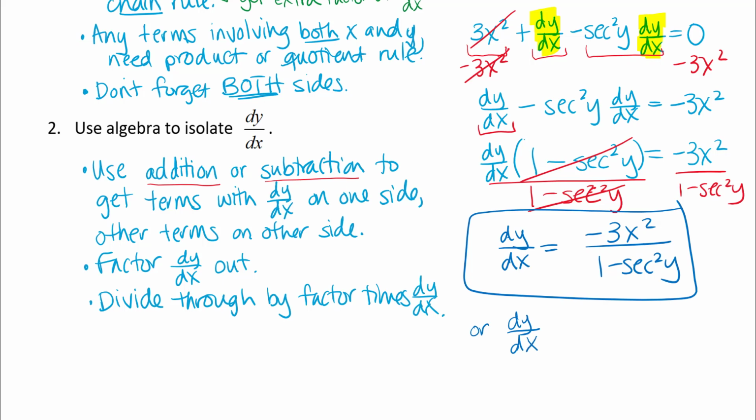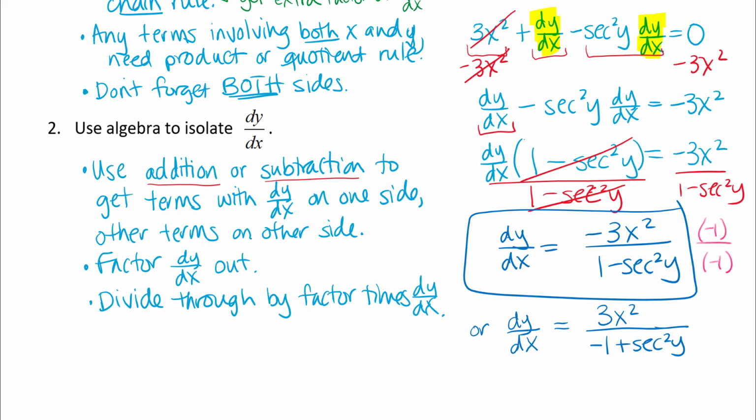There's a lot of minus signs in this problem, and if I just think about taking the answer that I have in the box here and multiplying by -1 over -1, that's just multiplying by a form of 1, so that will keep it the same. But then my numerator would be positive 3x squared, and on the denominator I would have a -1 plus secant squared of y, or secant squared of y minus 1. So that's also an okay answer.